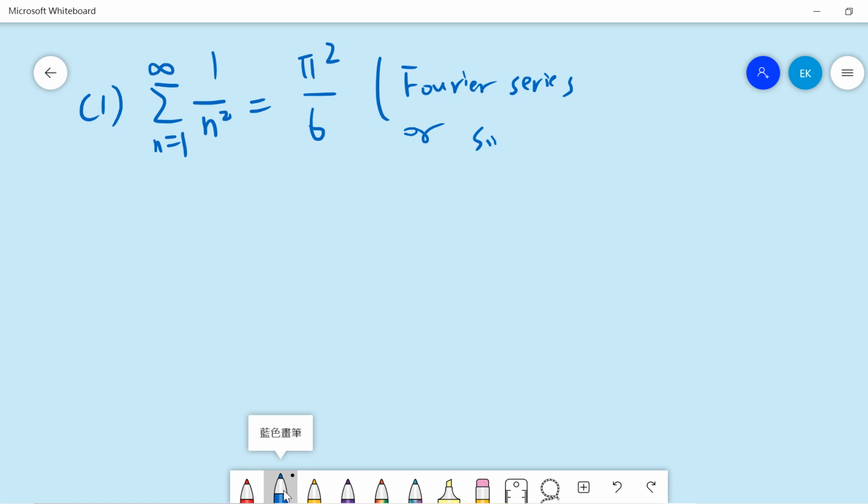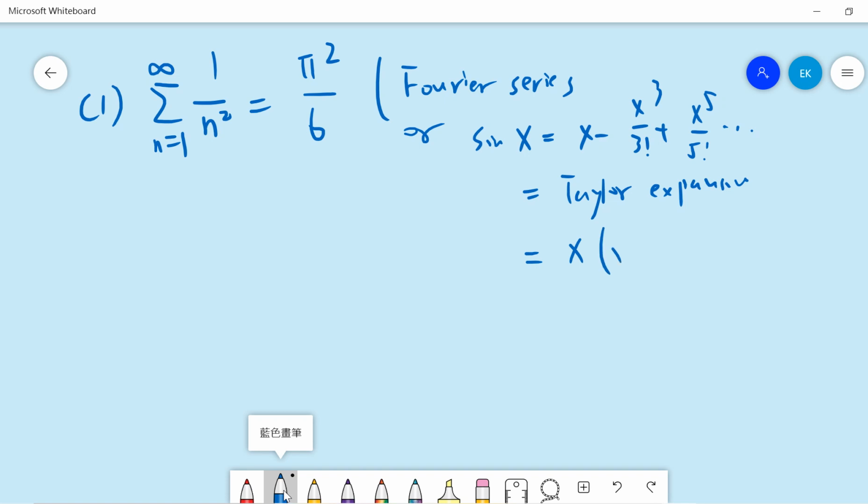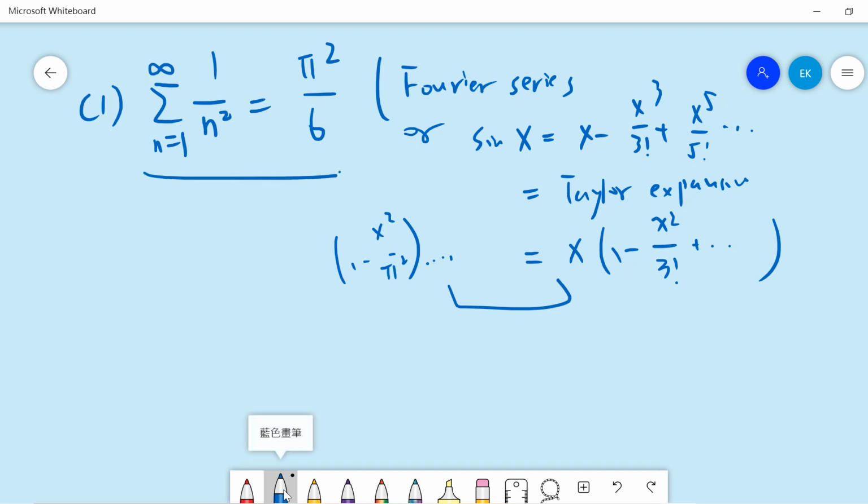or sine x equals to this one, and they use the Taylor expansion. And then write it as x minus x squared, and they can write it as 1 minus x squared over pi squared, and do the expansion and match the coefficient, so they can get this one. But today I want to give a novel proof.